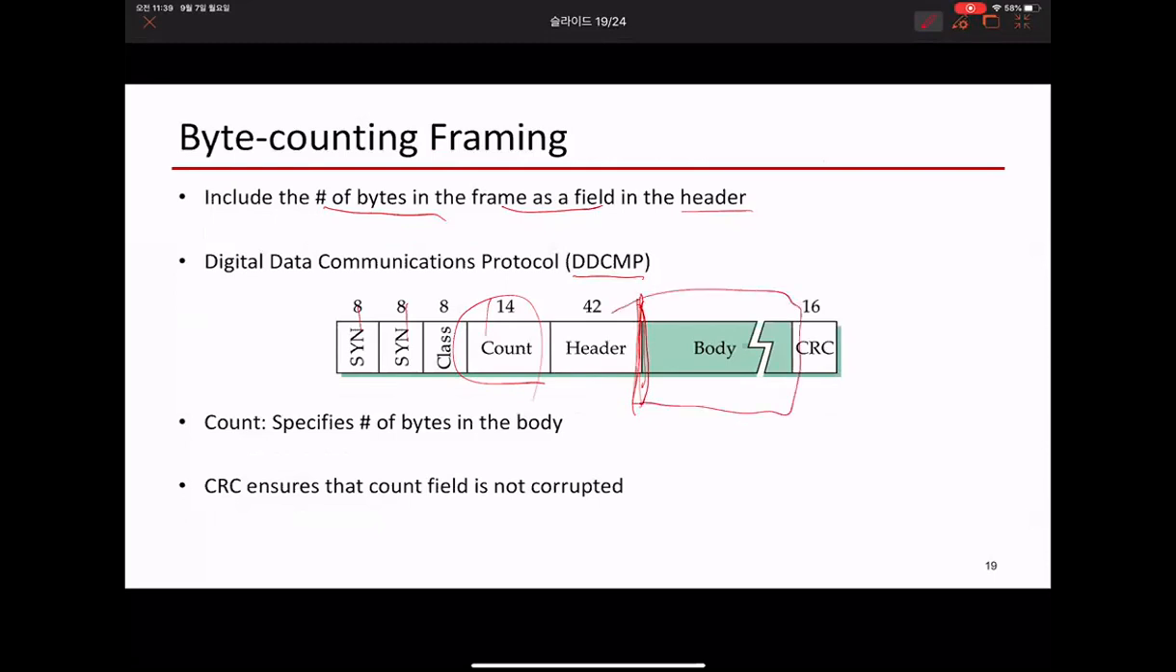So I don't have ETX. I have STX in the header, but I don't have ETX. Why? Because I have a count. I know how much you need to expect. Then the byte-oriented issue is naturally resolved. The count specifies the number of bytes in the body. CRC ensures that the count field is not corrupted. Okay, we're going to talk about CRC in a coming slide.